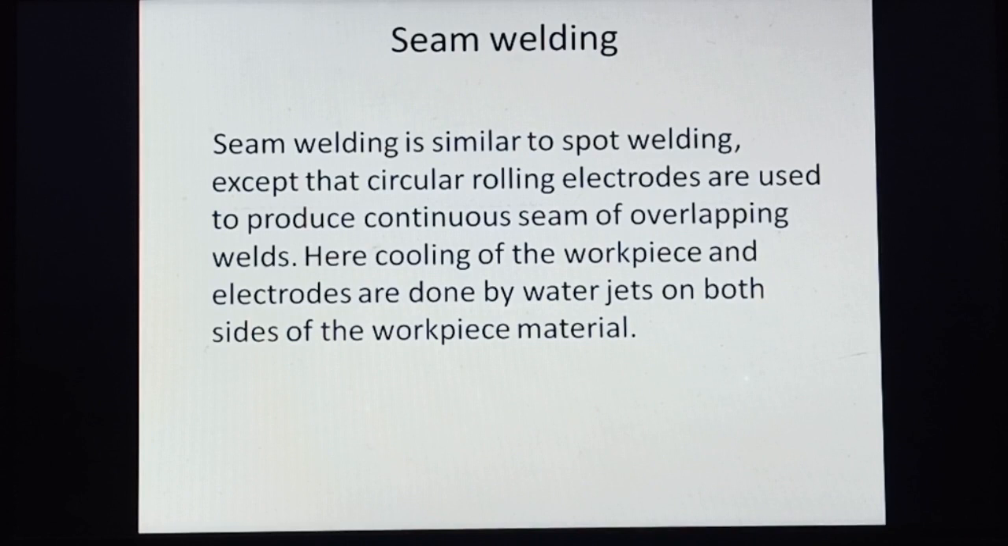Seam welding is a welding process which is similar to spot welding, except that circular rolling electrodes are used to produce a continuous seam of overlapping welds. We have already discussed spot welding. Here, cooling of the workpiece and electrodes is done by water jets on both sides of the workpiece material.